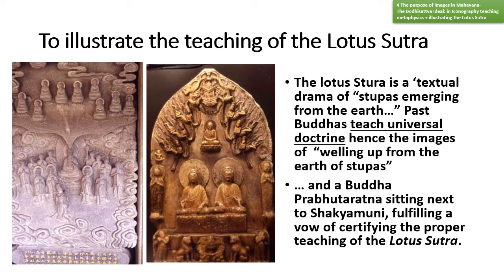So knowledge emanates from, it wells up from. So stupas are a source of welling up. Images of welling up. In the second image on the right, a bodhisattva, or a Buddha, I don't know who he is, Prabhutaratna, is sitting next to Shakyamuni, fulfilling a vow of certifying the proper teaching of the Lotus Sutra. Look at this. So because the Buddha's there, it's like a stamp of approval. But now this teaching supersedes even the Pali Canon.